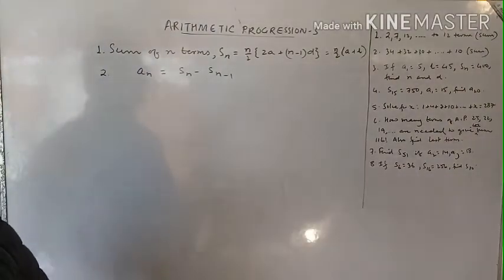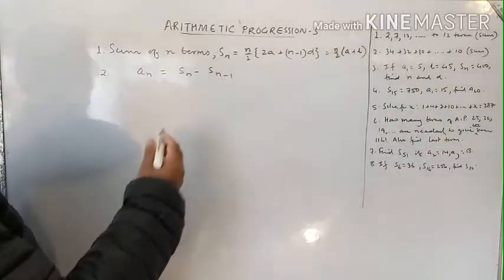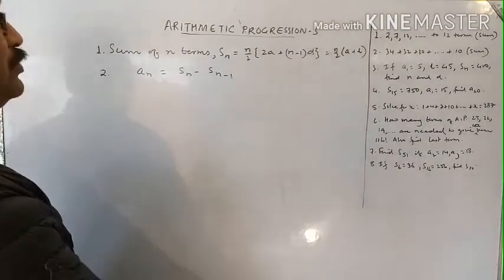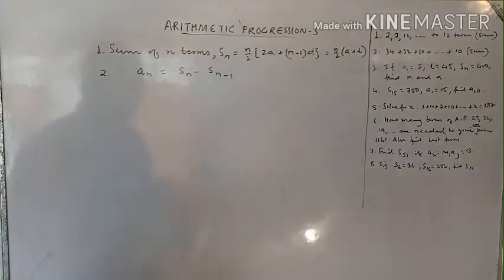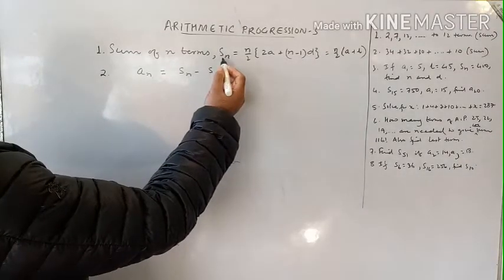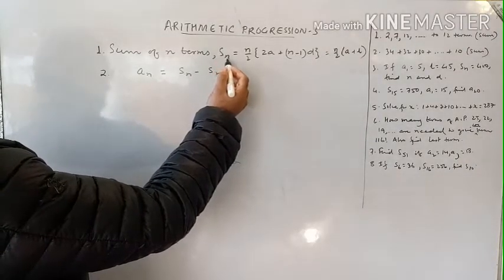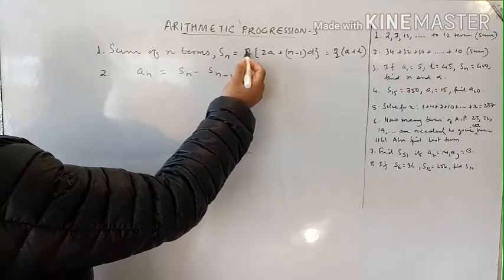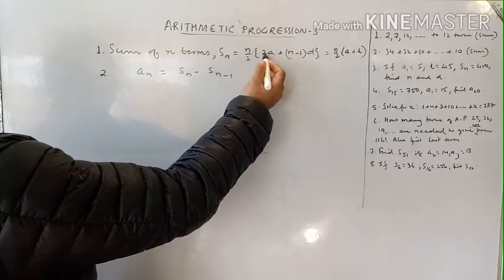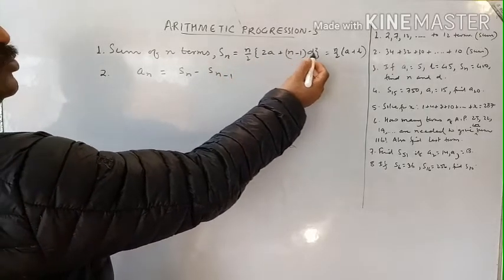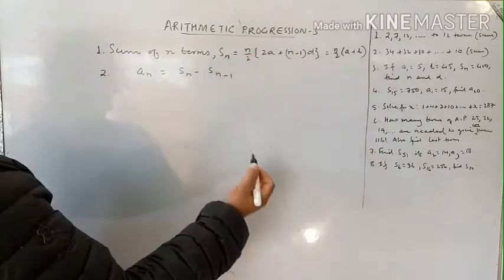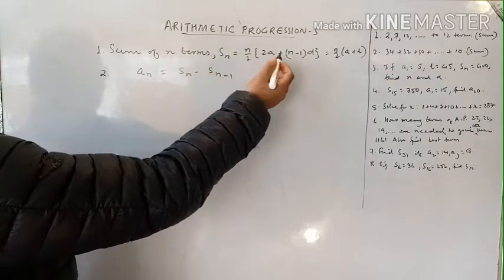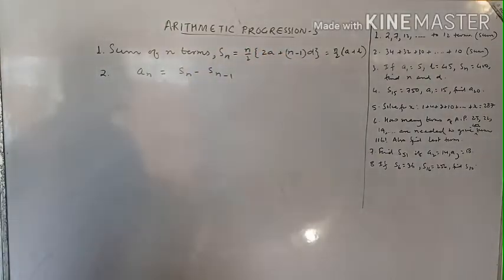So we'll continue with arithmetic progression. It's part 3. Today we'll see the sum of n terms in an AP. The sum Sn, which represents the sum of n terms in an AP, is equal to n by 2 into 2a plus n minus 1 into d, where a, n, d have the usual meanings. a is the first term, n is the number of terms, d is the common difference.